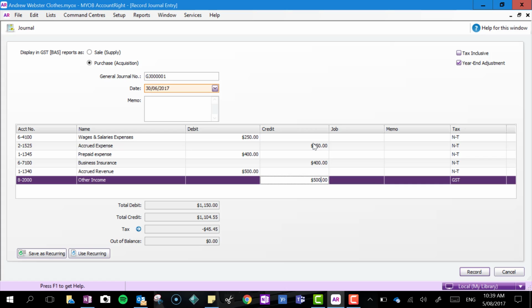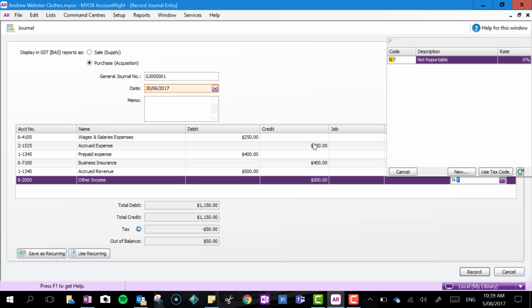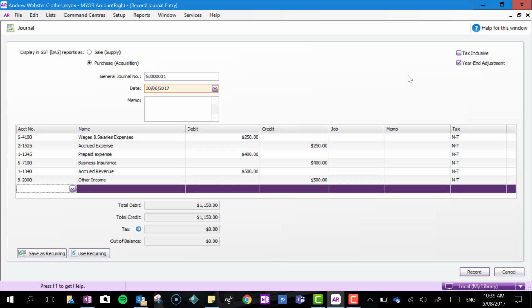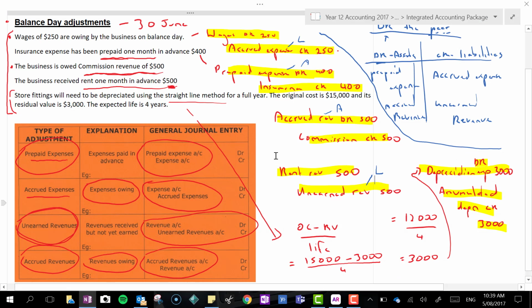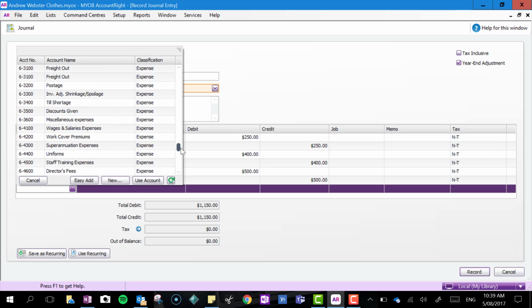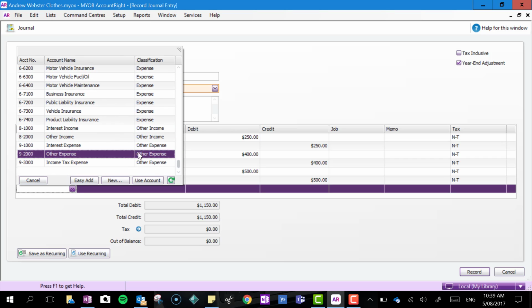No GST on this, N-T. For balance day adjustments, there's not going to be any GST for you to worry about. Next one is rent revenue and unearned revenue for 500. Rent revenue and unearned revenue, so we're going to go in here. Rent revenue again will be in other income. There is no rent revenue in here.